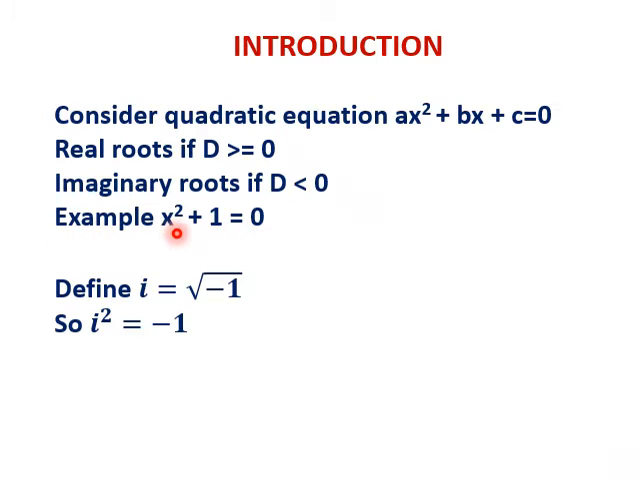Now consider a quadratic equation x square plus 1 equal to 0. We take 1 on RHS, so x square will be minus 1. So x will be square root of minus 1. So how do we get square root of minus 1? That is the question. So we define i equal to square root of minus 1, so that i square will be minus 1. So the root of this equation will be i, because i square will become minus 1, plus 1 will be equal to 0. So it will be satisfied. So the root of this equation is a complex number called i. We will discuss this further.